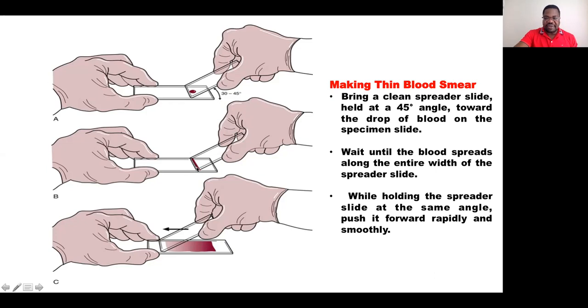Then, while holding the spreader slide at the same angle, you push it forward. You see you were here. Then you push it slowly, forward, rapidly but smoothly, so you make a very thin smear. Okay, so that's how you make a thin smear.